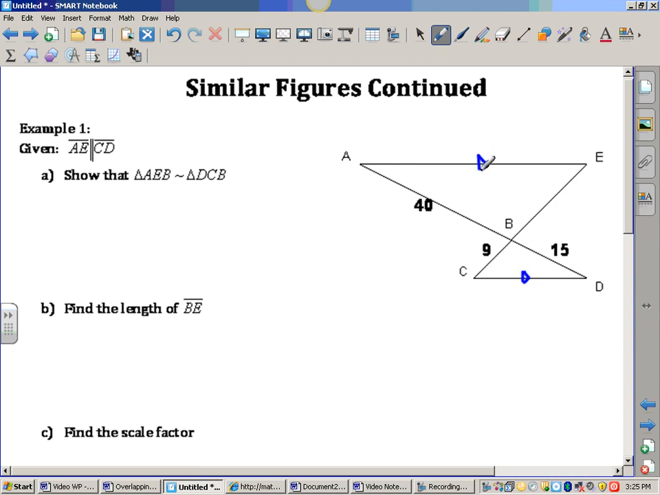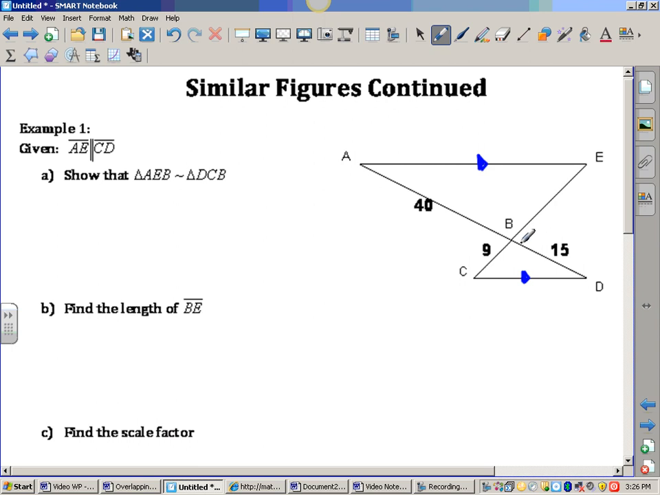You can leave them like they were before, or you can close them in, however you want to do it. But it's very important to know which two lines are parallel. So again, AE is parallel to CD. They want to first have us show that triangle AEB, the top triangle, is similar to triangle DCB.